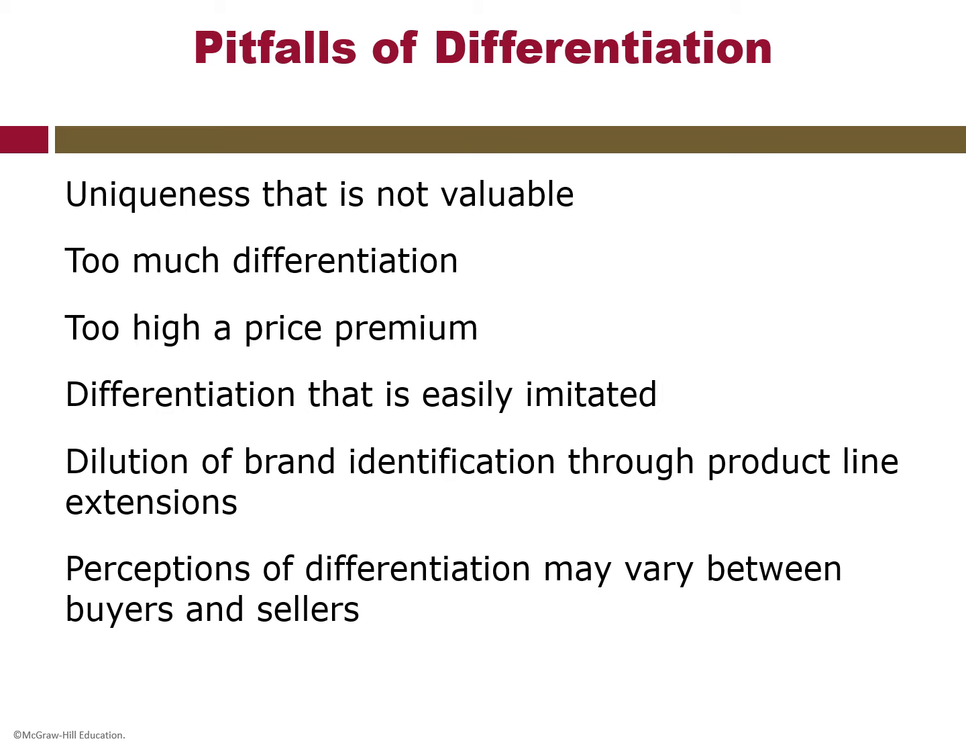summarize here are: uniqueness that is not valuable, too much differentiation, too high a premium price, differentiation that is easily imitated, dilution of brand identification through product line extension, and perceptions of differentiation that may vary between buyers and sellers.